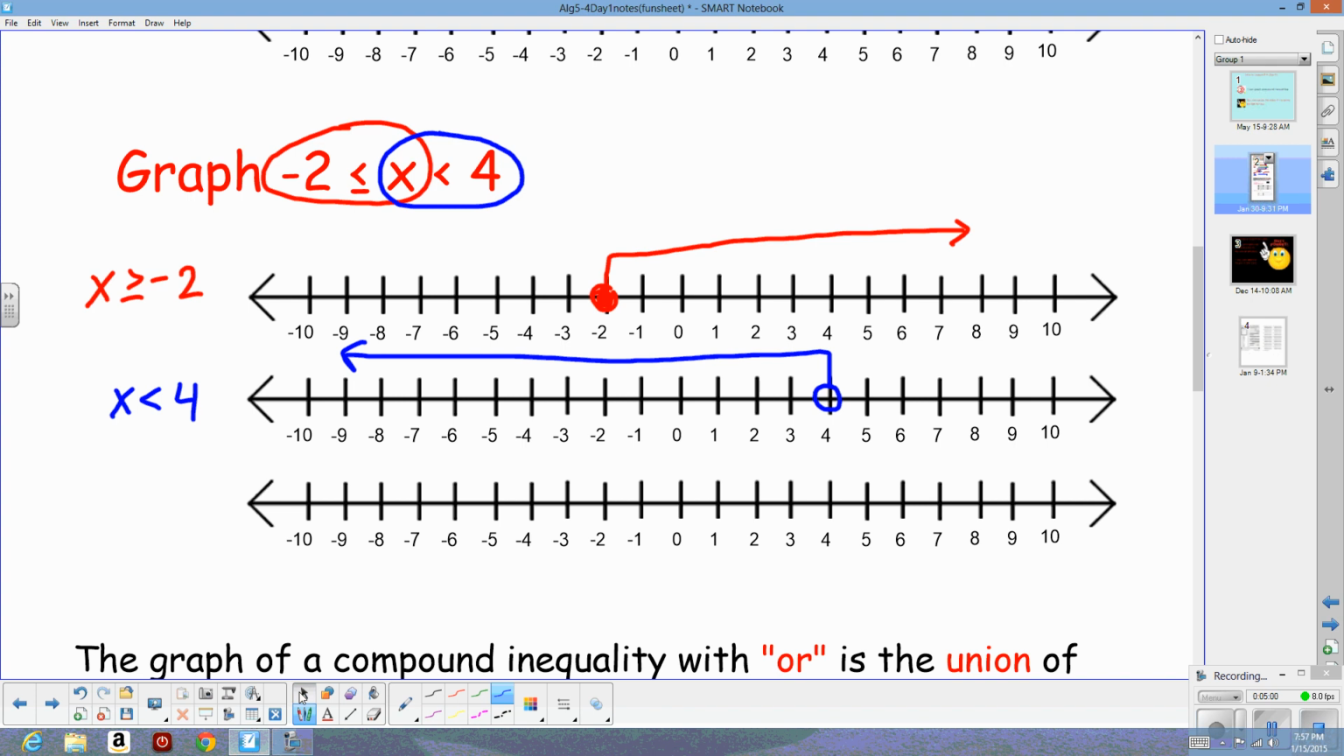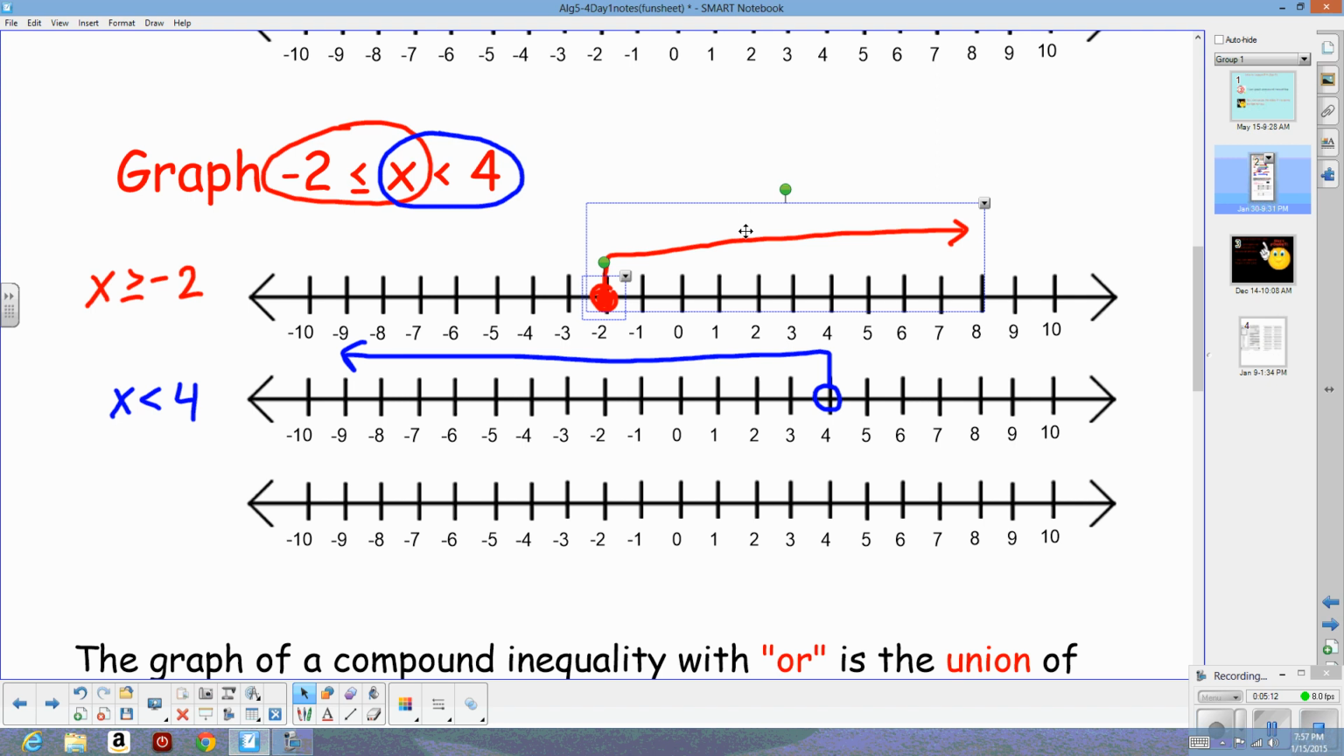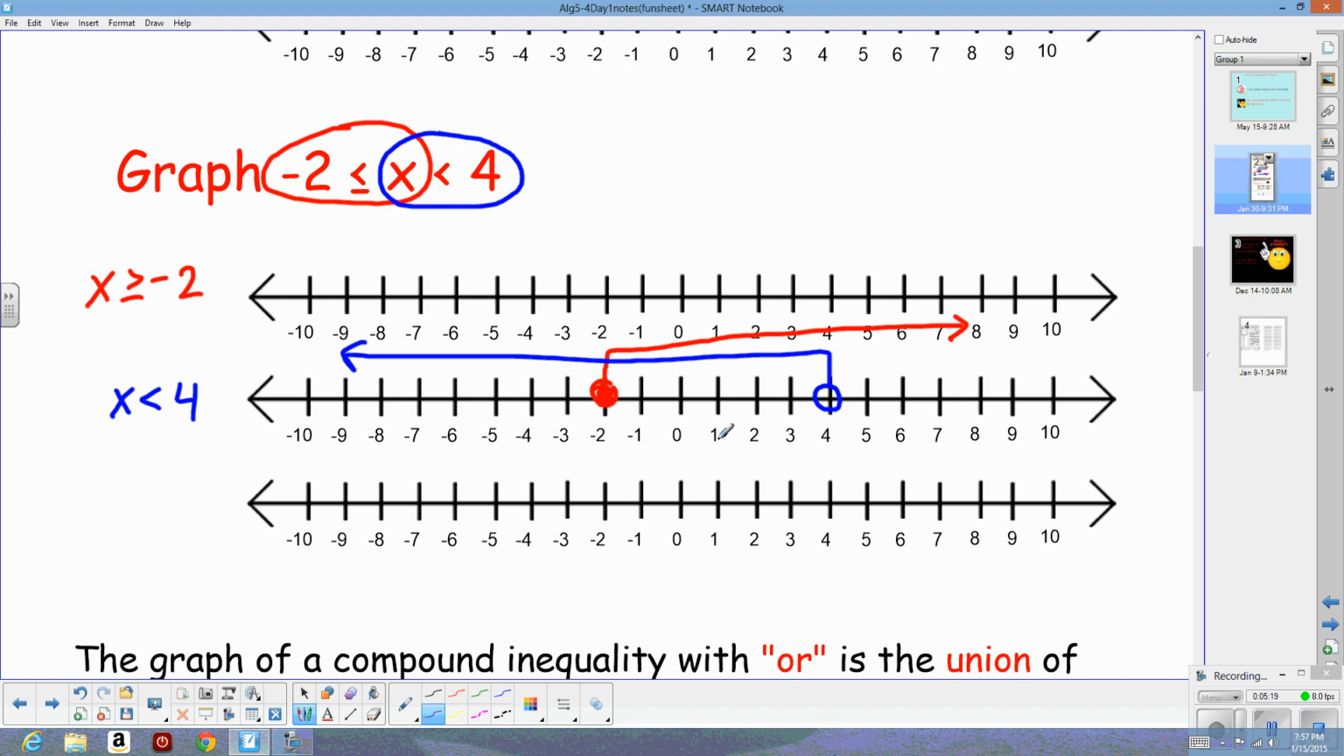Now if you were to graph the intersection of these two inequalities, you're going to take your first one and put it on top of your second one. And you want just the parts where they overlap. So they overlap from -2, and it includes the -2 since -2 is the solution of both. And it goes all the way up to the 4 but does not include the 4. So it's going to be this section right here, all the numbers in between those 2 points.